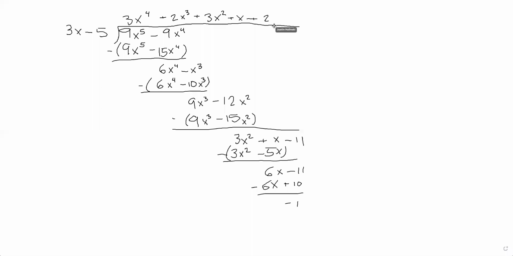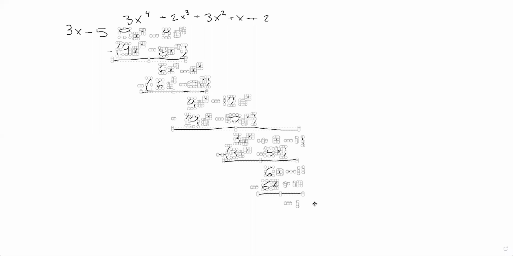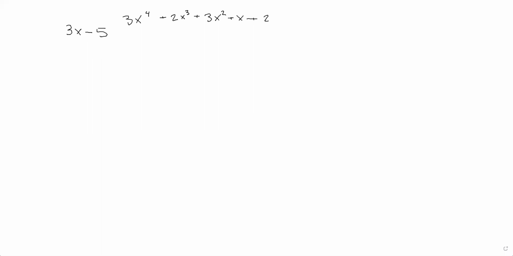So that means our final result is going to be this thing we get on the top, plus our remainder over our divisor, which happens to be 3x minus 5. There you have it. That's polynomial long division in a nutshell.